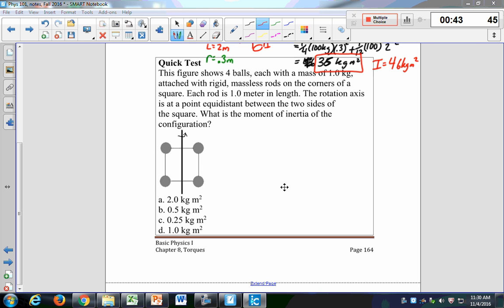Just want to know the moment of inertia. This thing is rotating on an axis that goes down in between them.